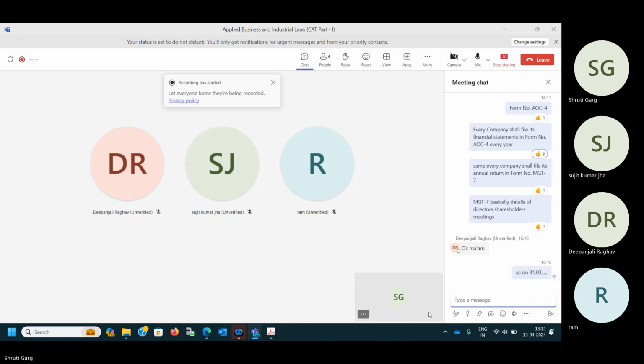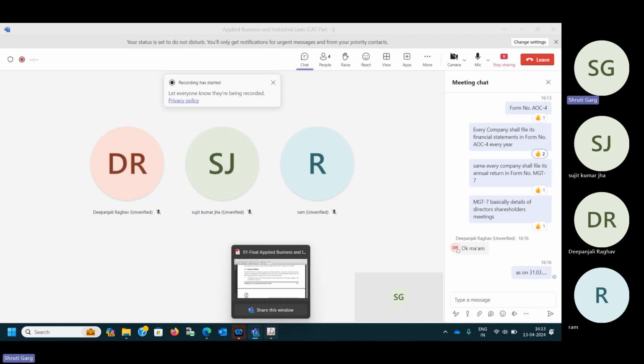Timeline: within 60 days of the signing of the balance sheet. The time limit for filing of the MGT 7 is that when the balance sheet is signed, within 60 days the annual return has to be filed. Clear? But as on 31st March, the details will be filled.